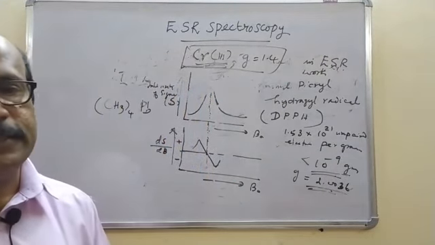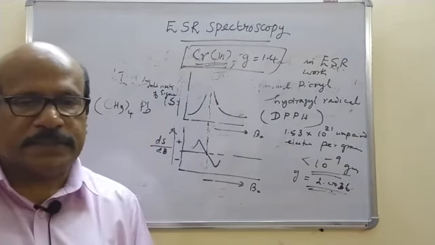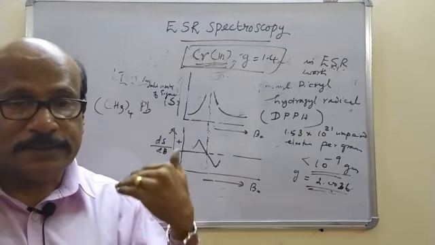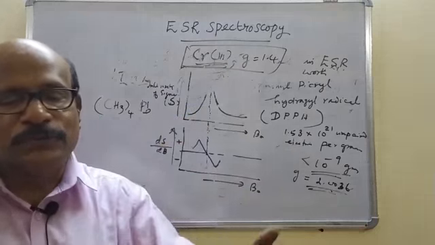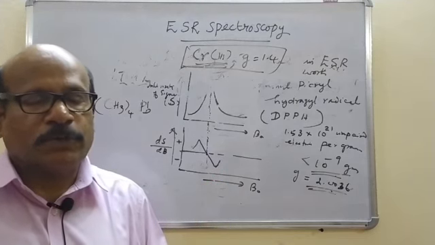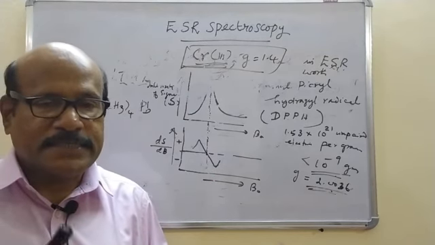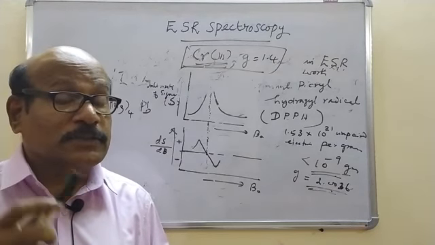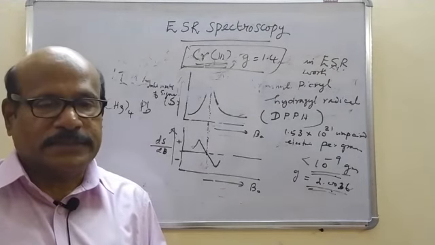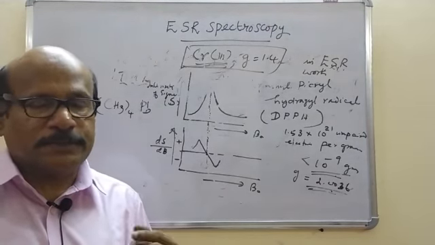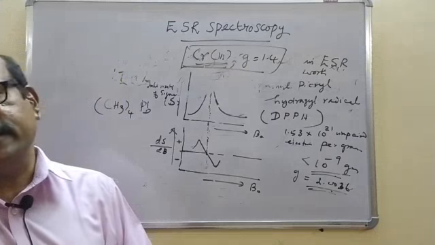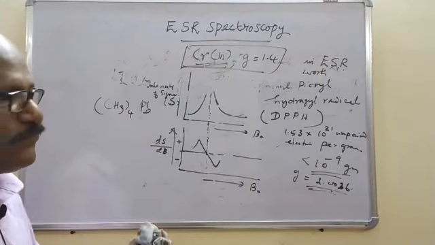In the next class, we will discuss an important aspect of ESR spectra, the hyperfine splitting. How can we view the actual ESR spectrum of a real molecule? Suppose the molecule contains an unpaired electron in the neighborhood of a nucleus with a resultant spin. What happens to the signal? That is called hyperfine splitting.